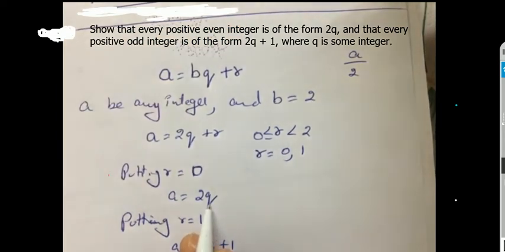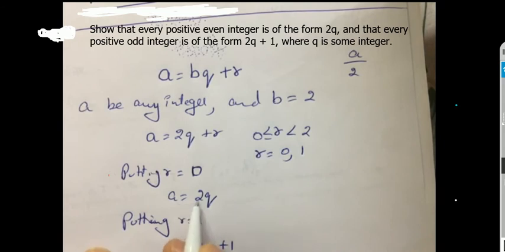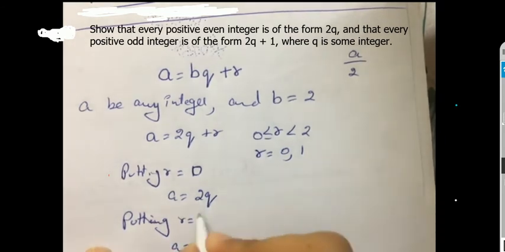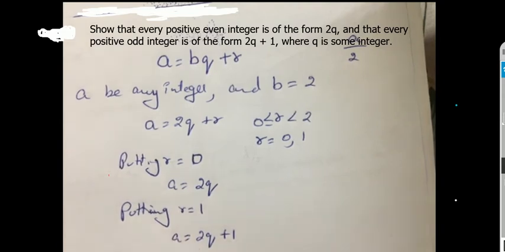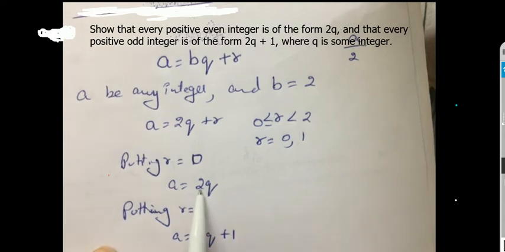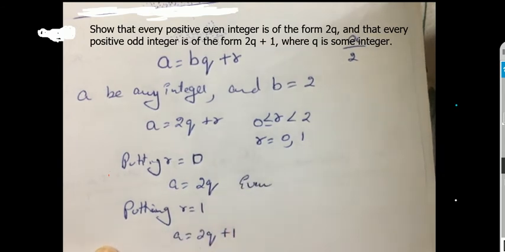As we know, this is completely divisible by 2. If a equals 2q, then a is a positive even integer. Whereas in 2q plus 1, 2q makes it even. q could be any integer: 0, 1, 2, 3, 4, 5, 6. Let's say we take q as an even number, say q as 2. 2 into 2 is 4, so this number will be even. Now 2 into 2 is 4, plus 1 is 5.